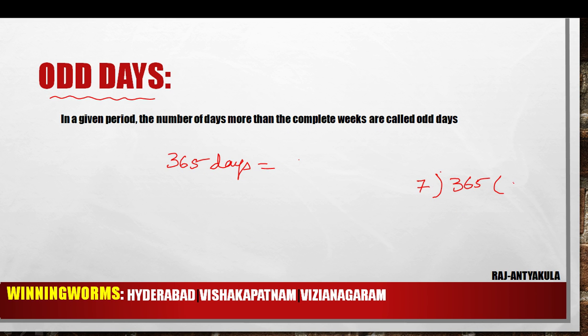7 5s are 35. The remainder is 1. 5. 7 2s are 14. So the remainder is 1. So we can write it as 52 weeks plus 1 day. So in 365 days, the number of odd days is 1. Okay, we will see a few examples.